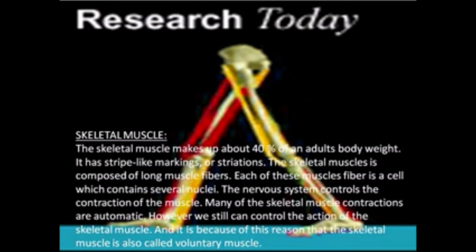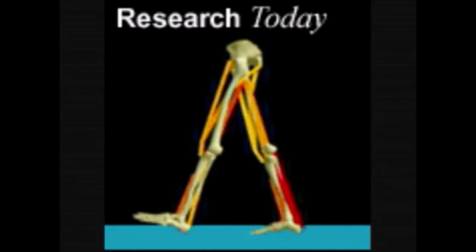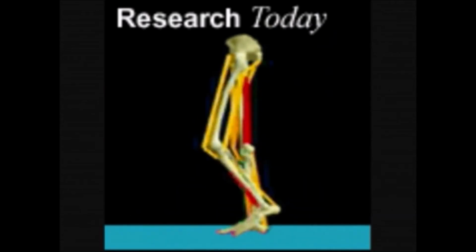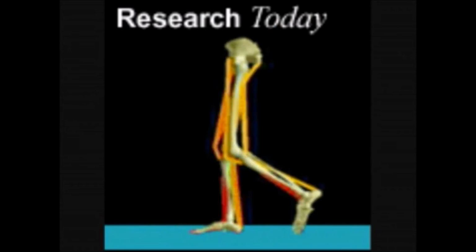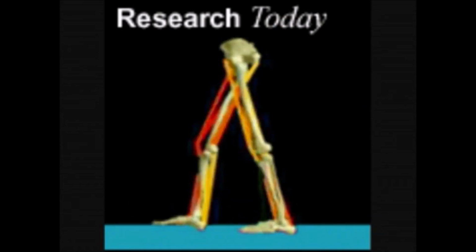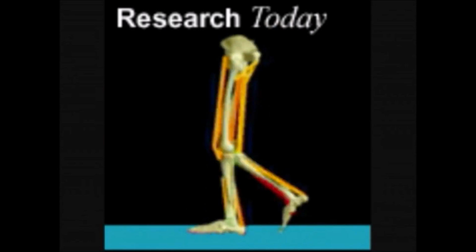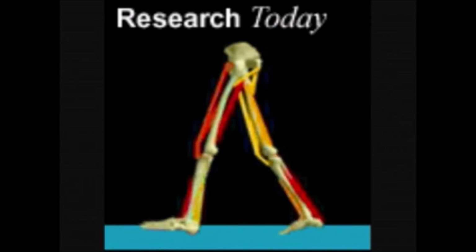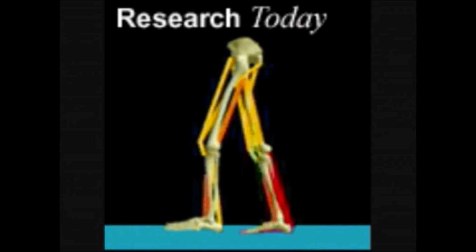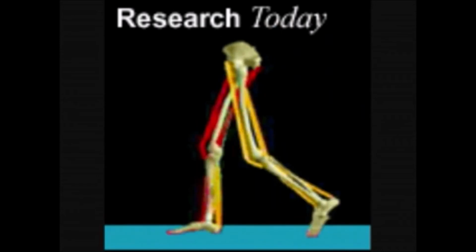Skeletal muscle. The skeletal muscle makes up about 40% of an adult's body weight. It has strip-like markings, called striations. The skeletal muscle is composed of long muscle fibers. Each of these muscle fibers is a cell which contains several nuclei. The nervous system controls the contraction of the muscle. Many of the skeletal muscle contractions are automatic. However, we still can control the action of the skeletal muscle, and it is because of this reason that the skeletal muscle is also called voluntary muscle.